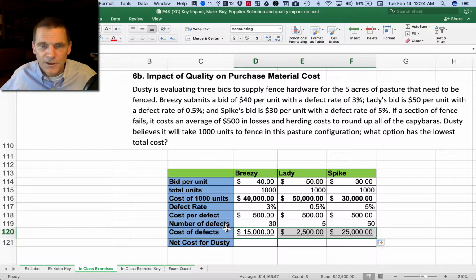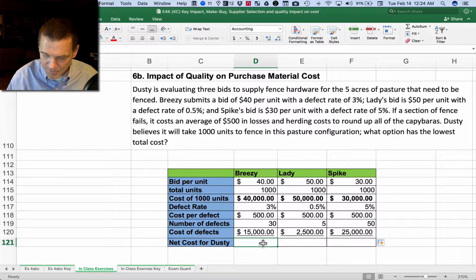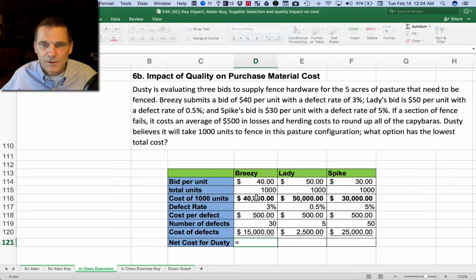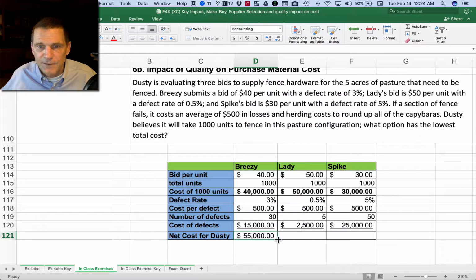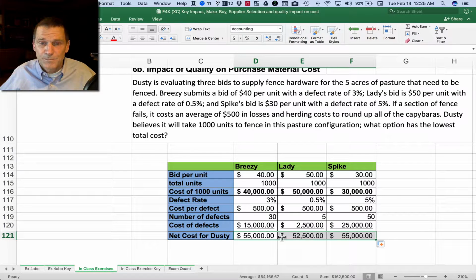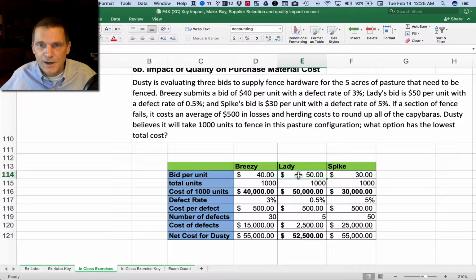We've got a cost of material and we've got a cost of defects here. And we're going to sum them up and get the total. So the total equals the cost of the materials plus the cost of the defects. Okay, that equals $55,000. We can copy that across, and we see 55, 55, and 52.5. Right. So the answer to the question would be the option with the lowest total cost is Lady. So the highest cost per section is the lowest total cost because the quality was excellent.